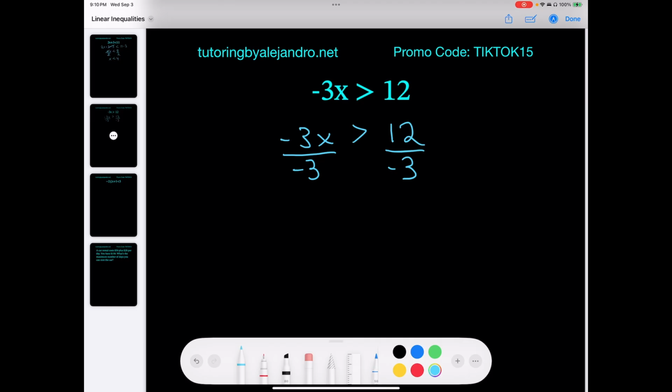Okay, but here's the key. Whenever you divide or multiply by a negative number, you have to flip the inequality sign. Okay, so you have to flip. So if it was a greater than sign, we're going to replace it with a less than sign. Okay, so these cancel out, and I'm left with x is less than 12 divided by negative 3 is negative 4, right? So this is the mistake most students make on the SAT. So don't forget, multiply or divide by a negative, you flip the sign, okay?